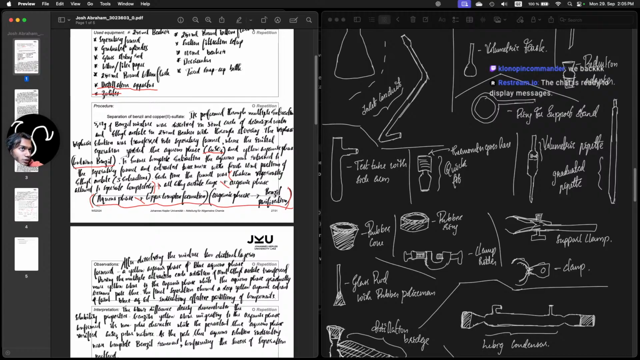After dissolving the mixture, two distinct layers formed: a yellow organic phase and a blue aqueous phase. During the multiple extraction, each addition of 10 milliliters of ethyl acetate transferred more yellow color.